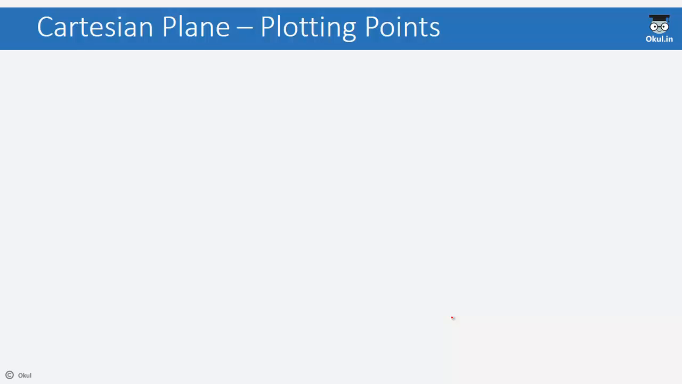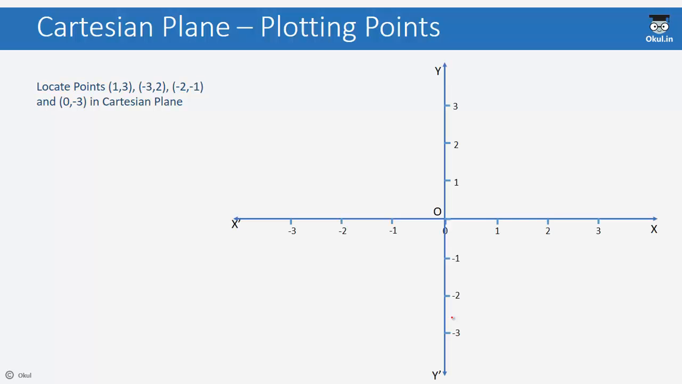Plotting points. Now we have to learn about plotting points in a Cartesian plane on the basis of written representation of a particular point. Let's suppose I have this problem. Locate points (1, 3), (-3, 2), (-2, -1) and (0, -3) in the Cartesian plane. How am I going to do this?